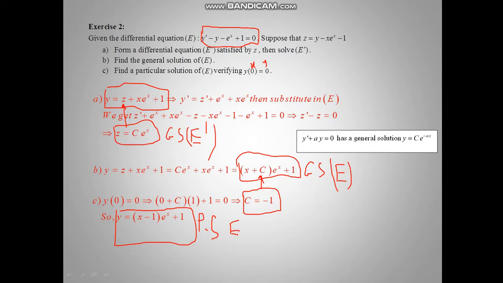Sure, it is E because it's y. Y is the particular solution of E. Let me remind you, what's the difference between general solution and particular solution? The general solution contains the constant of integration C. The particular solution is a fixed and given function satisfying a certain initial condition.